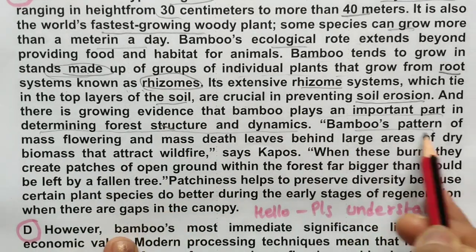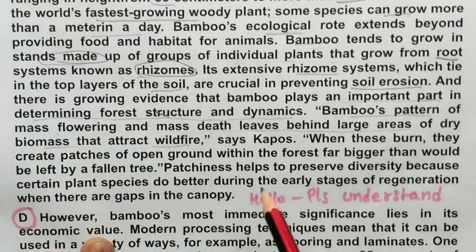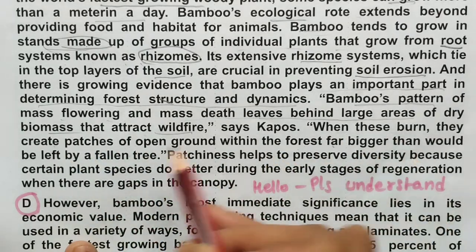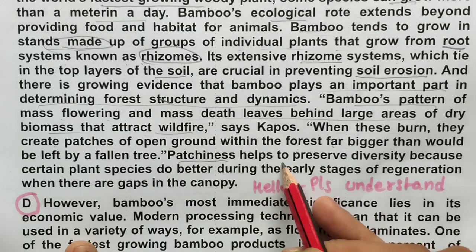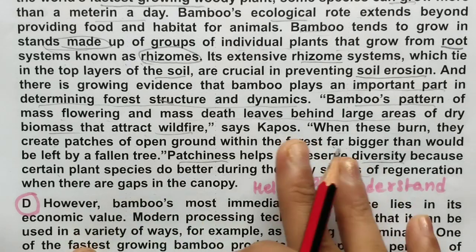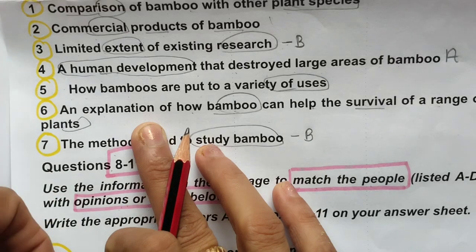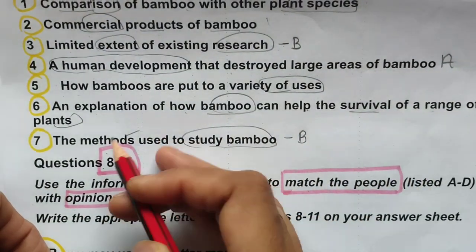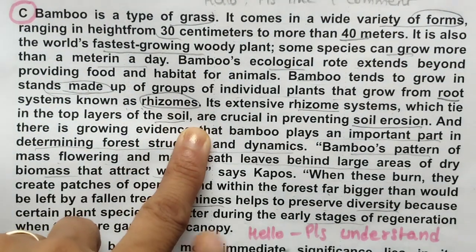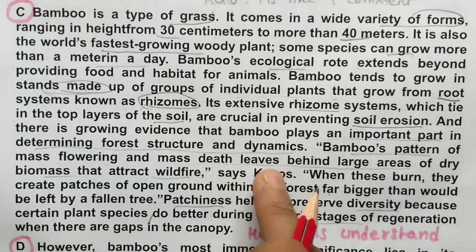Bamboo's pattern of mass flowering and mass death leaves behind large areas of dry biomass that attract wildfire. When these burn, they create patches of open ground within the forest far bigger than normal. Patchiness helps to preserve diversity because certain plant species do better during early stages of this and this. So I think they are talking about how bamboo can help. An explanation of how bamboo can help the survival of a range of plants. So C paragraph, we can just mark it. How it is doing, it is helpful in preventing soil erosion also and other structure also.